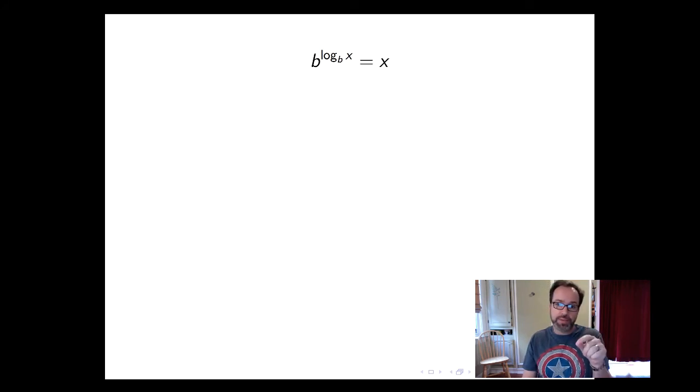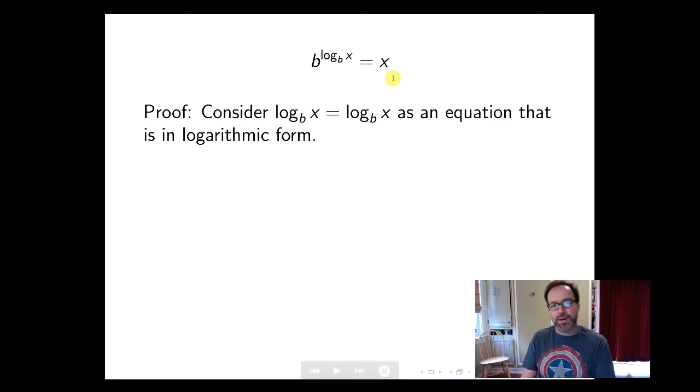of the same base, then it's almost like all of this just cancels out and you end up with that argument of the logarithm. The way to prove this, this one is actually probably the easiest of them, but it's so easy that it can be a little bit confusing. I'm going to consider the log base b of x is equal to the log base b of x. I just wrote the exact same thing on both sides of the equation.